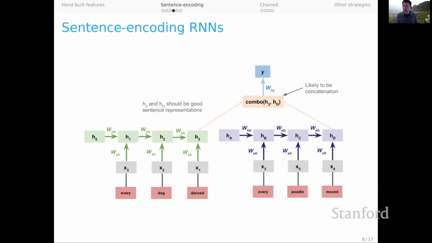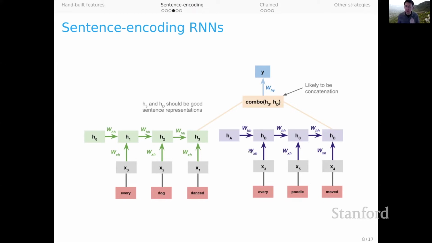Let's move to a more complex model. We'll follow the same narrative that we've used before. We just had that simple fixed model that was going to combine the premise and hypothesis via some fixed function like sum or average or max. Here we're going to have functions that learn about how those interactions should happen, but we're going to follow the sentence encoding mode. So I have our same example, every dog danced and every poodle moved.